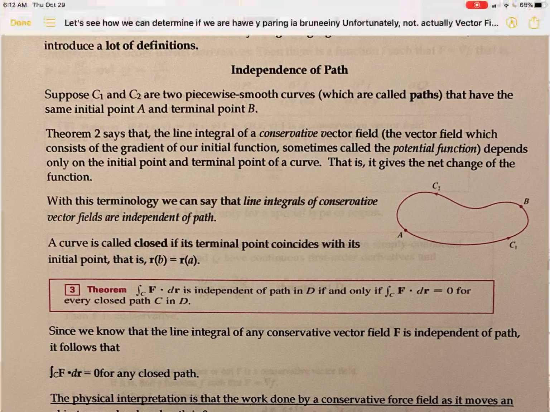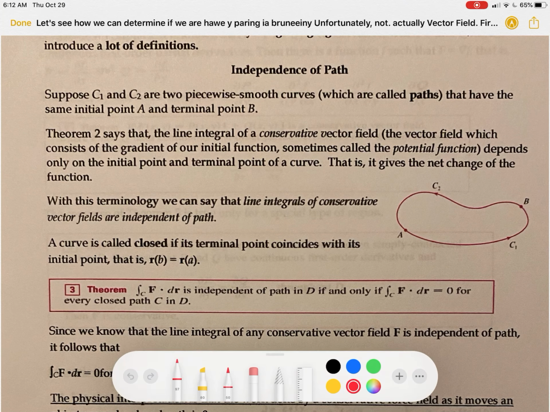So what independent of path means is that no matter which pathway I choose to go from A to B, if I choose C sub 1, or C sub 2, I'm going to be getting the same value. So it doesn't matter which pathway I take, I'm still going to have the same values. I could take a new pathway to B. I could go from A to B on top of the curve this way, and I'm still going to get the same line integral because it's independence of path. The path which I take from A to B does not matter. All right, so that's what independence of path means.